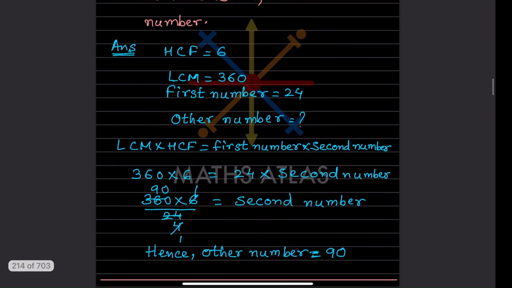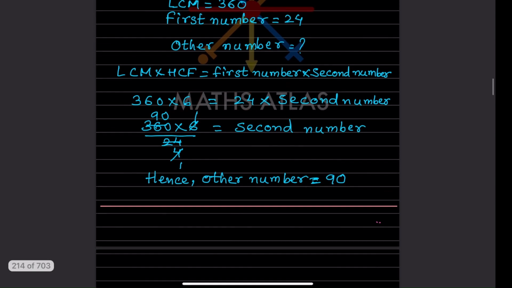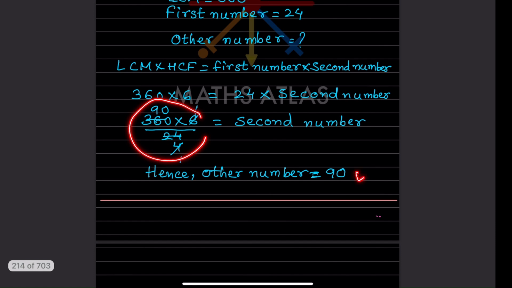So same thing, we are going to use this formula. LCM into HCF is the first number into the second number. These are the numbers given. LCM 360, below this you will write HCF 6. First number is 24, you will write here. Second number we don't know. Same method will follow, and this is going to get divided. So when you divide this, you get 90.